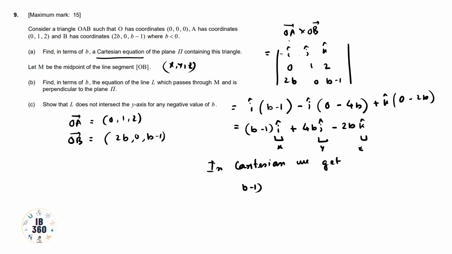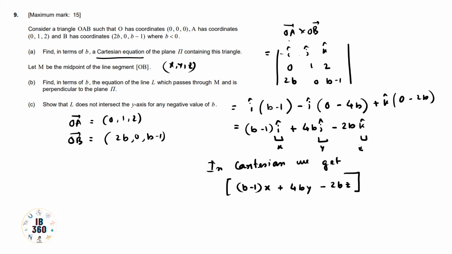(b minus 1)x plus 4by minus 2bz. So ultimately we need to find, in terms of b, a Cartesian equation of the plane normal to and containing this triangle. So ultimately this is our answer. This will be the equation of the plane.